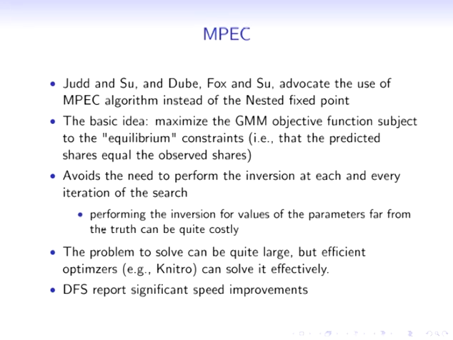However, it has led a bunch of people to say, well, maybe we should explore alternative computational algorithms. And indeed, Judd and Su, and then in a separate paper, Dubé, Fox, and Su, advocate the use of a slightly different algorithm. It's called MPEC, which stands for Mathematical Programming with Equilibrium Constraints. The basic idea is actually quite simple. You're going to maximize the same GMM objective function as we did here, except that it's going to be a constrained optimization problem, and the constraints are going to be the equilibrium constraints.